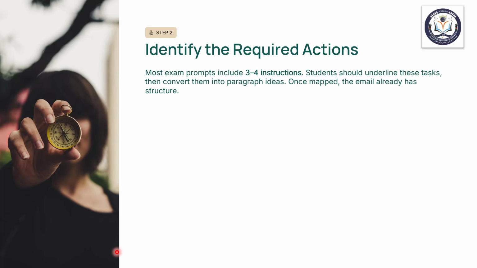The second thing is, identify the required actions. The required action is what we are supposed to do in our email. That's called the required action. Usually on the test, we are given 3 bullet points. Rarely we have 4, but 3. So 3 bullet points that we need to answer and put in our email.